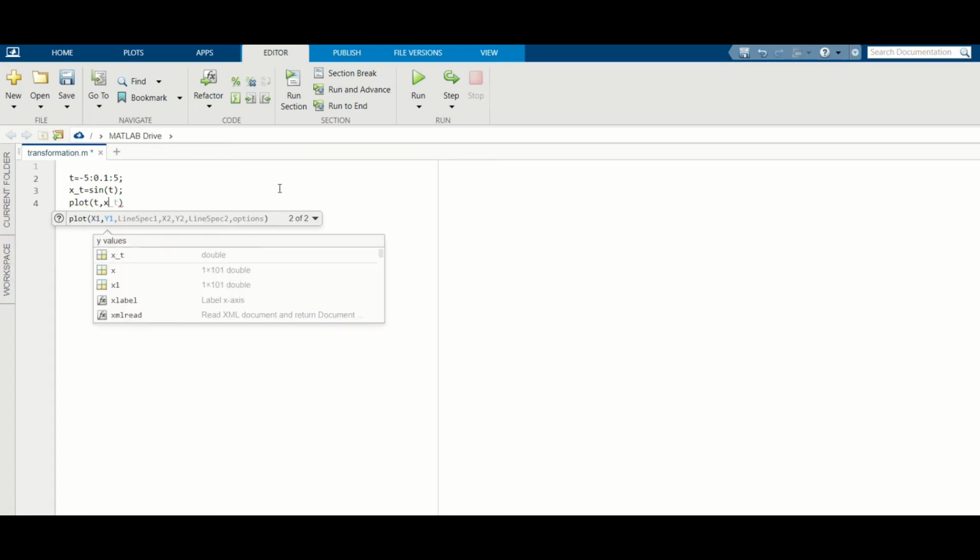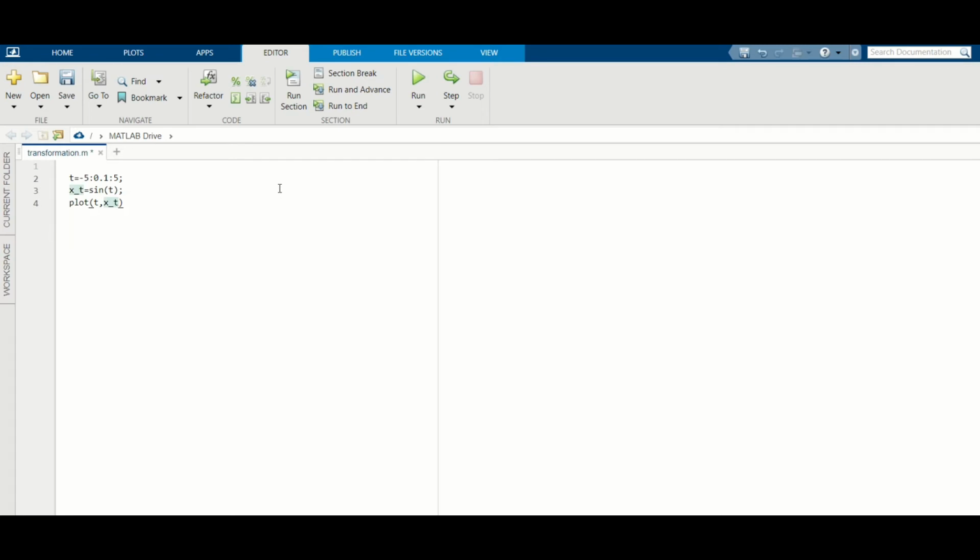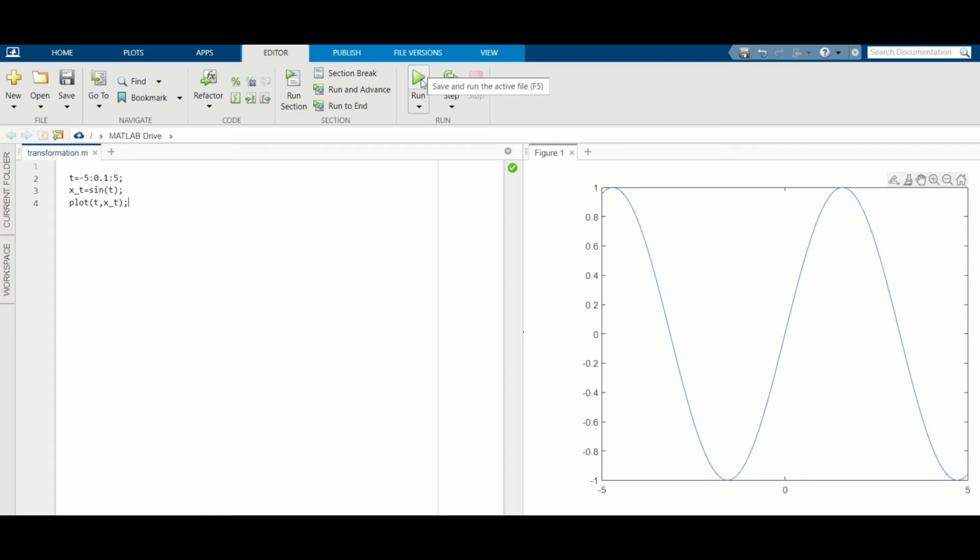So we will plot xt with varying value of t, which is varying from -5 to 5 with a time step of 0.1. So let's see the plot. So we'll run this code. So you can see we are getting -5 to 5, a sine curve.